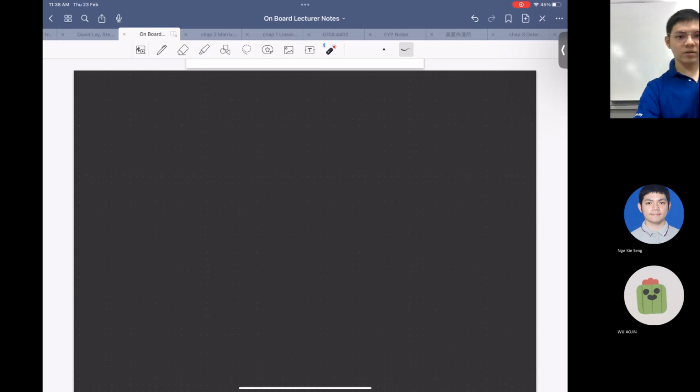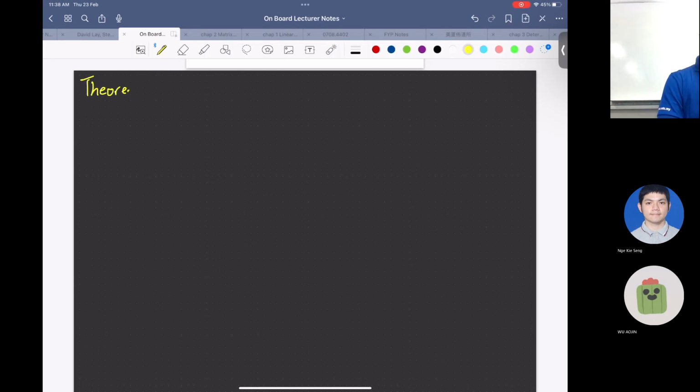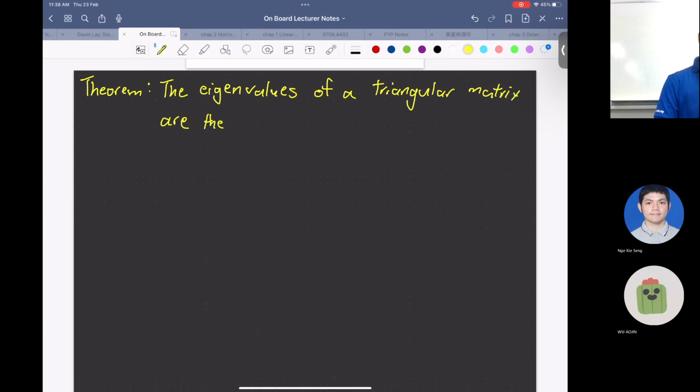Okay, so let's have a theorem here. Theorem: the eigenvalues of a triangular matrix are the entries of its main diagonal. So let us understand what this is trying to do.